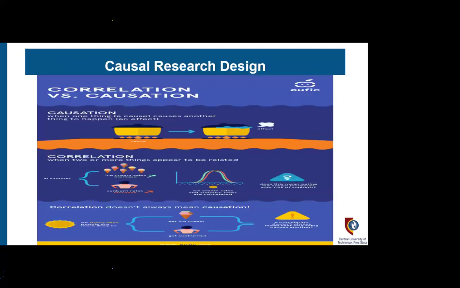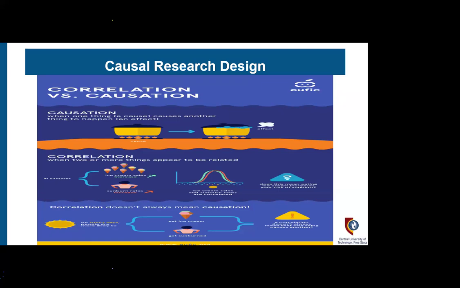The next one is what we call a causal research design, where you are checking the correlation, looking at the causalities that are there. It's about cause and effect. For water to boil, what is it that we need?